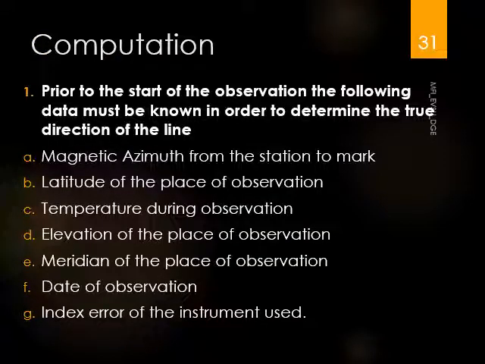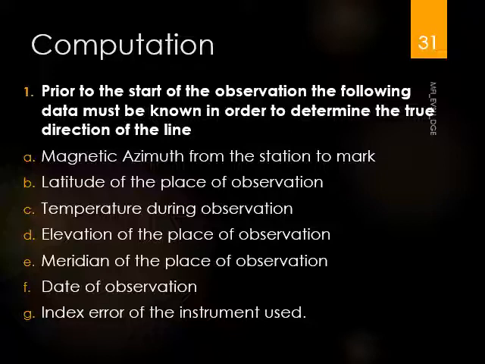For the computation, prior to the start of the observation, this data must be obtained first. We have the magnetic azimuth of the station to mark. You need to determine the magnetic azimuth. You can either use a magnetic compass para ma-determine kung asan si north, para ma-orient nyo yung position ng inyong station. We have the latitude of the place of observation.